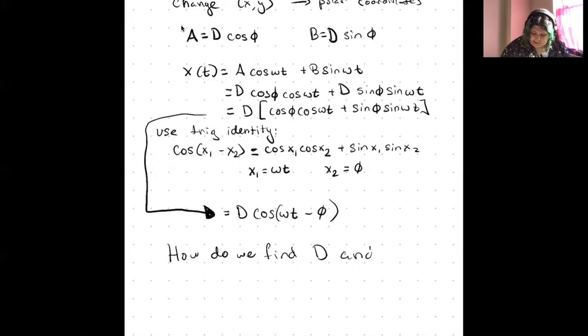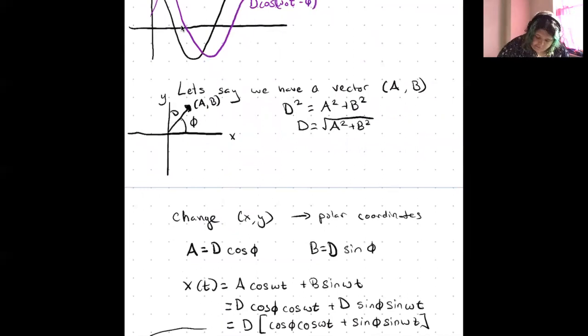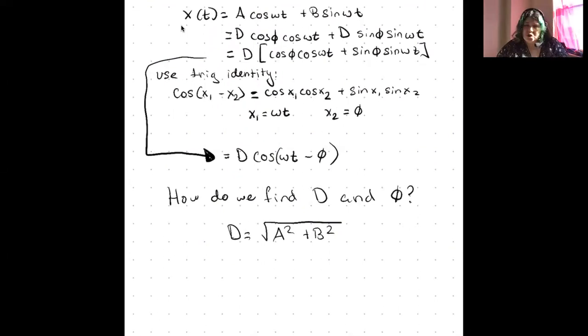D and phi? So D, well, we actually already found D. We said that the length of the vector is just going to be the square root of the sum of the squares. So D is going to take those two coefficients that we found by initial conditions, and we're just going to use the distance formula on them. Now, phi here is a little bit tricky.